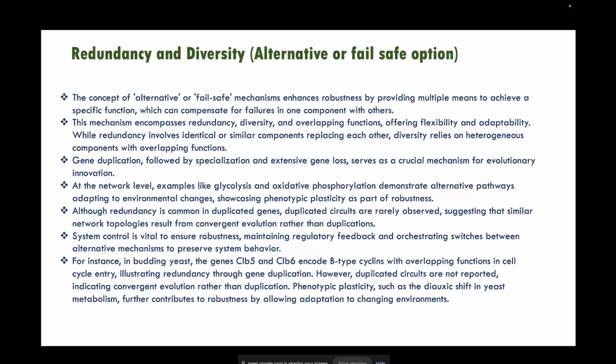I'll not read through the entire thing, but the idea is that if you have different elements in the system that can perform the same job, that actually contributes to robustness and diversity, right? Diversity is very important where you have an alternative or fail-safe option, where basically if a particular gene is knocked out, some other gene can actually take up the function of that gene. It is not possible all of the time, but in case of housekeeping genes, it is the case. So you have a lot of redundancy in these biological systems, and this diversity actually helps keep the system robust, not moving away from its steady state.